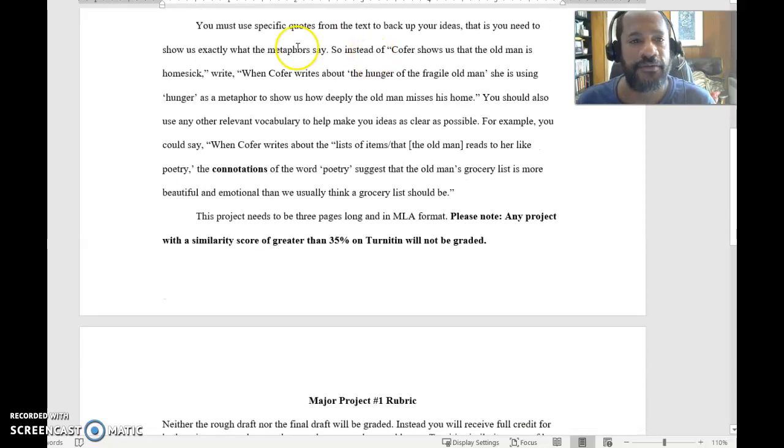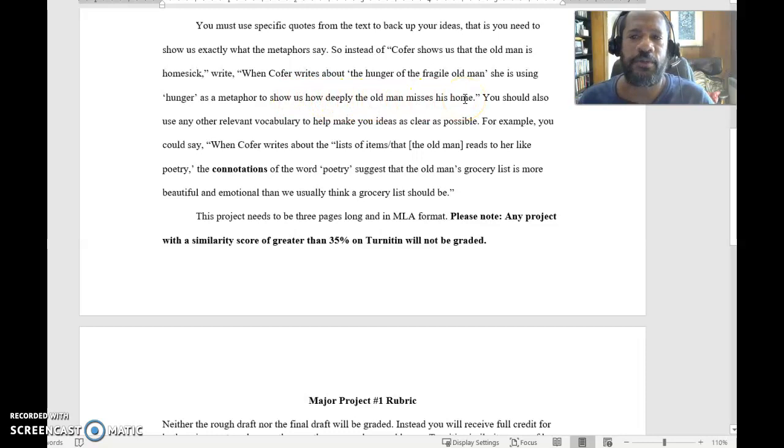Then you have to use specific quotes from the text to back up your ideas. That is, you need to show us exactly what the metaphors say. So instead of saying Cofer shows us that the old man is homesick, which may be true, we can see that happening in the poem, but where exactly do you see it? Instead, you could write, when Cofer writes about the hunger of the fragile old man, she's using hunger as a metaphor to show us how deeply the old man misses home.